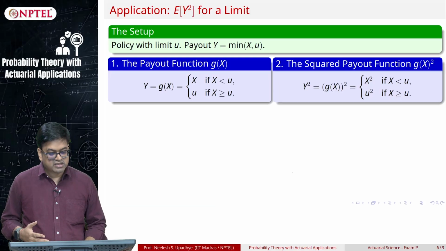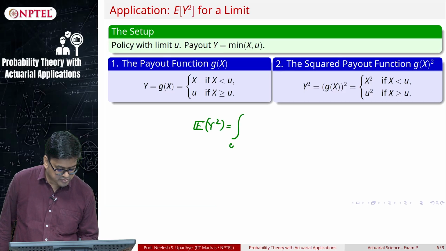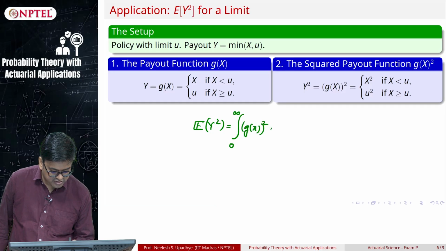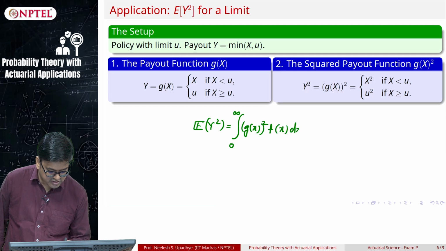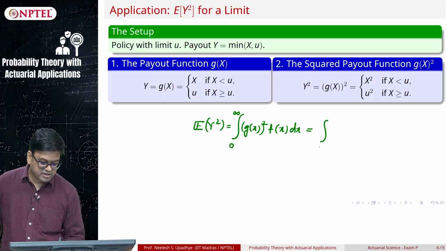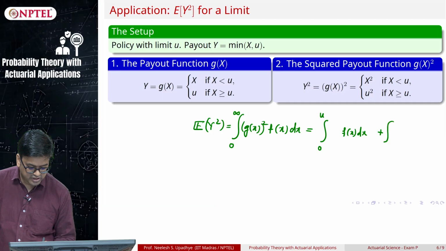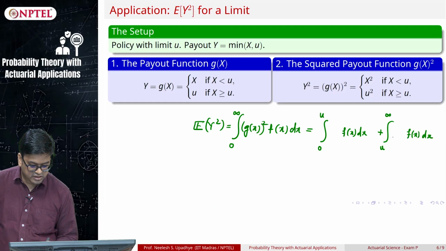Can I do a similar thing with LOTUS? Yes, of course I can do. So, that is expected value of Y squared will be equal to integral from 0 to infinity g(x) squared f(x) dx. What is the natural kink here? At level u. So, I will say integral from 0 to u, something is there, f(x) dx plus integral from u to infinity f(x) dx, and now what will be this?